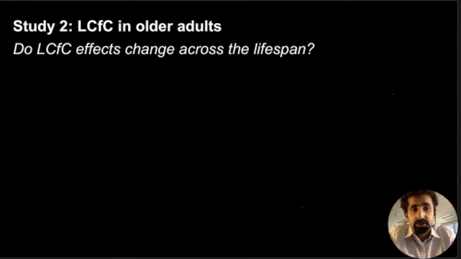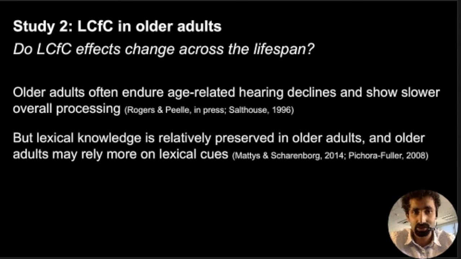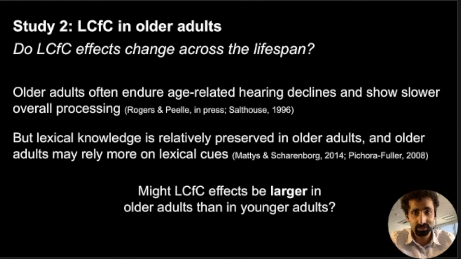So in our second study, which is described more fully in the conference proceedings, we wanted to extend our previous study and specifically ask how these LCfC effects might change as a function of age. Now, the case of older adults, I think, is particularly interesting, one, because sensory processing is often impaired in older adults, and two, because there's also evidence that older adults may rely relatively more strongly on lexical knowledge than their younger peers. And so we therefore speculated that LCfC effects might actually be larger in a sample of older adults compared to a younger cohort.